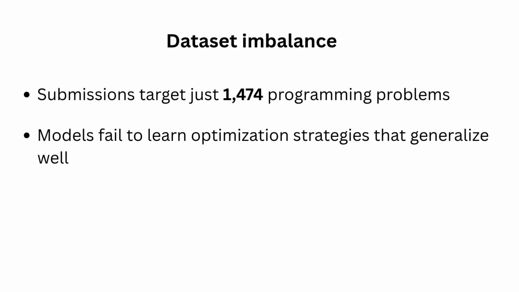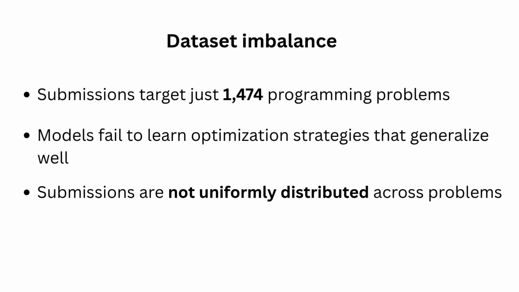The authors also point out that the data distribution is highly uneven. Some programming problems have a large number of submissions, while others have very few. This means the model sees certain types of problems again and again during training, creating a bias toward those patterns. As a result, the model may perform very well on familiar problem styles, but struggle when it encounters unseen or underrepresented programs during evaluation.